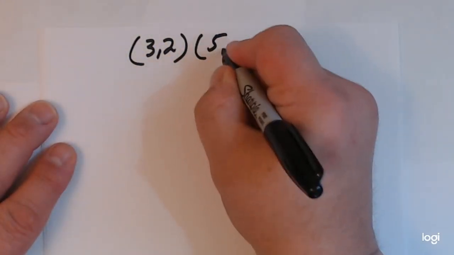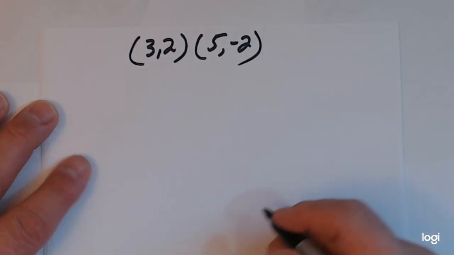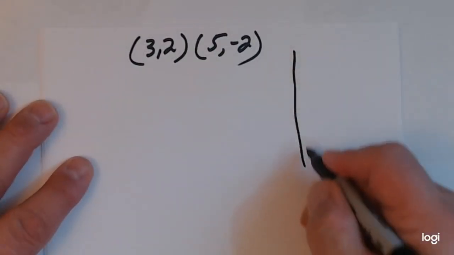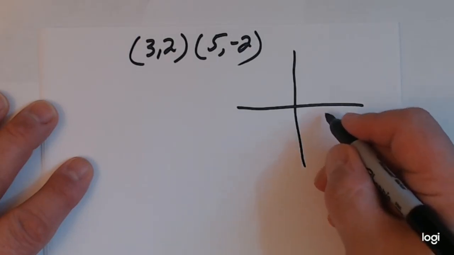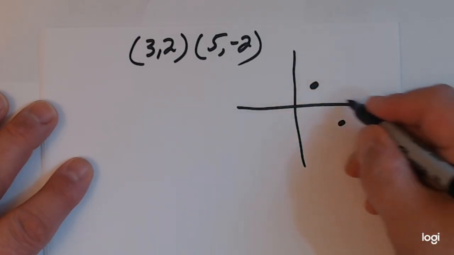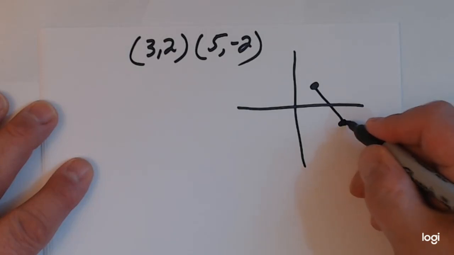And 5, negative 2. Let's graph it real quick. 5, negative 2. 3, 2. It's a line like so.